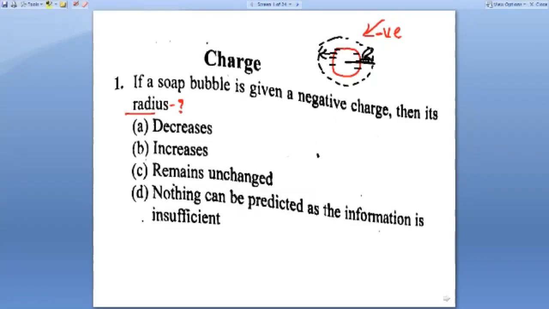So let's see, initially the radius is small r. After the negative charge is given to the soap bubble, the radius is capital R. Which is greater? The capital R is greater than the small r. The radius increases. That is option B, the correct answer.